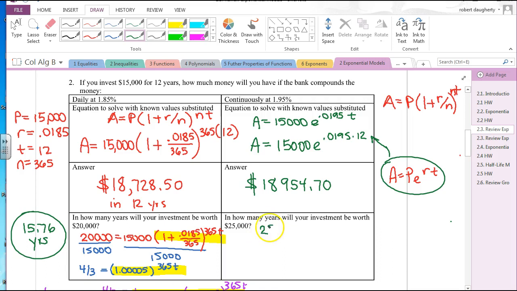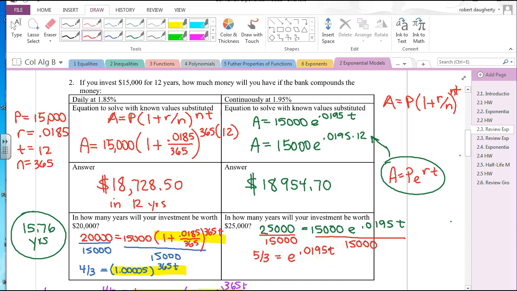So I want to know when 25,000 from my initial investment of 15,000 at 0.0195 t. I'm solving for t in this case. So I need to divide both sides by 15,000. You can carry all of that around, but that's going to simplify pretty easily. That is 5/3, and your calculator will do that for you, equals e to the 0.0195 t.